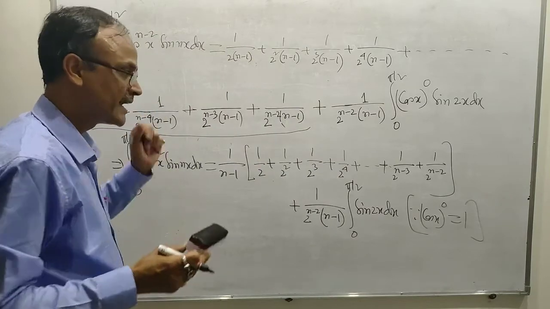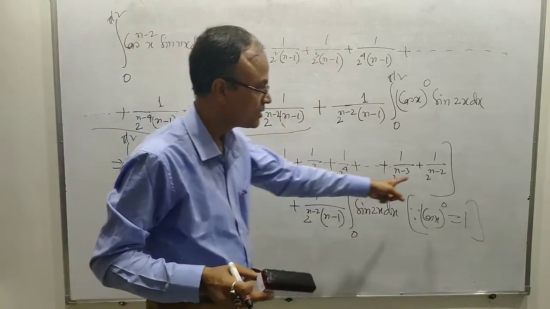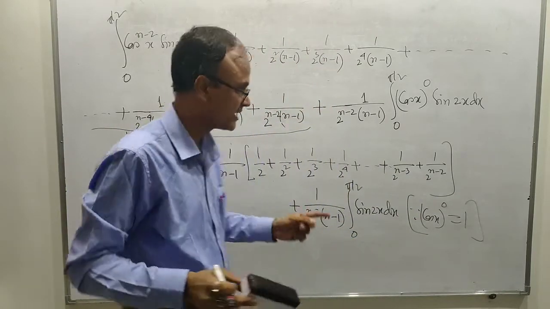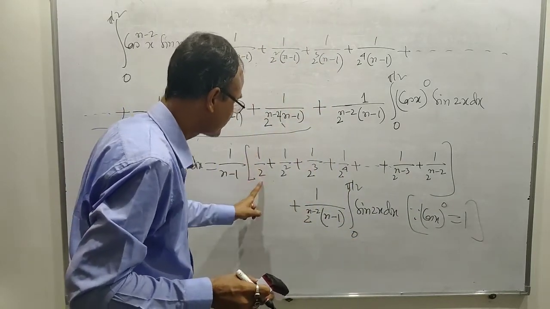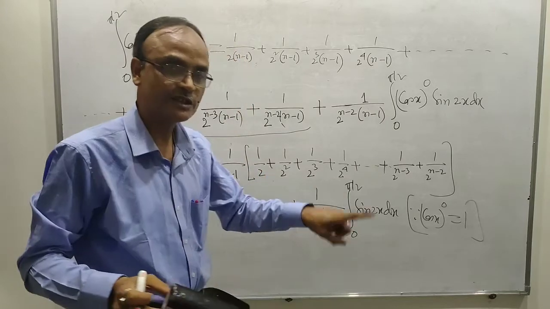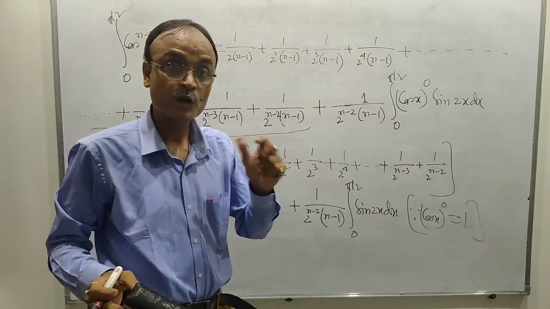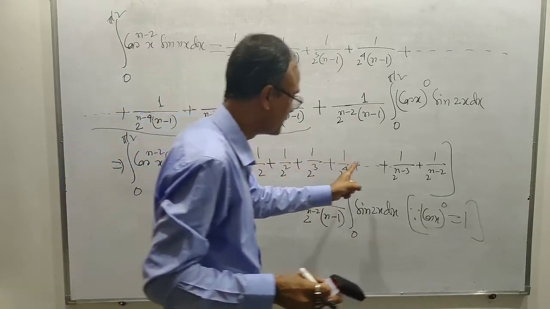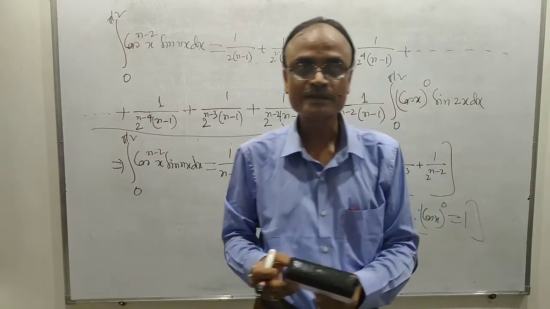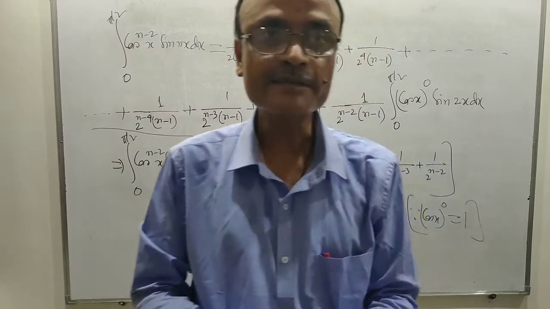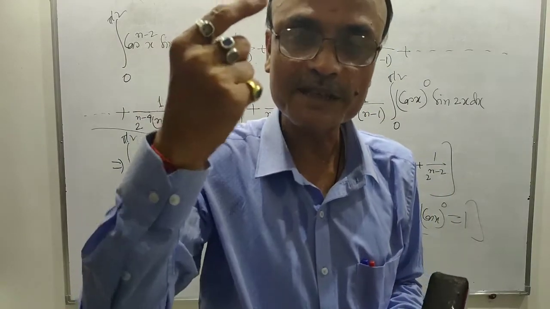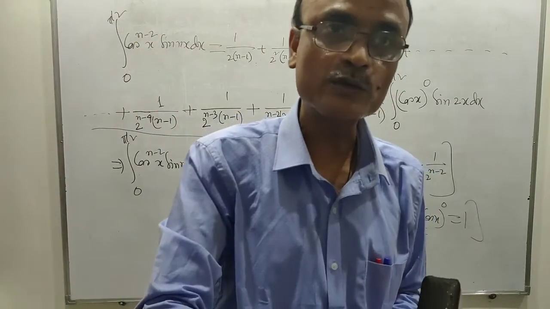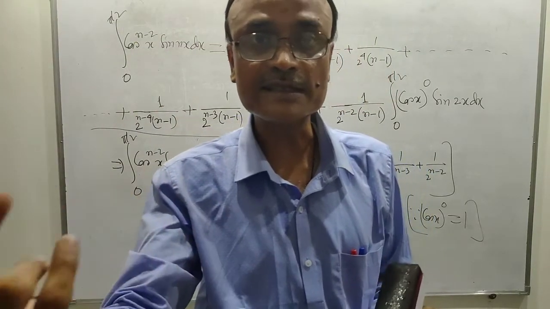Now, what is this series? This is a GP series. First term is half, common ratio is also half. What is the number of terms? You see here 2 to the power 1, 2, 3, 4, n minus 2. If in a GP the first term is 1 by 2, common ratio is also 1 by 2, the number of terms is n minus 2.